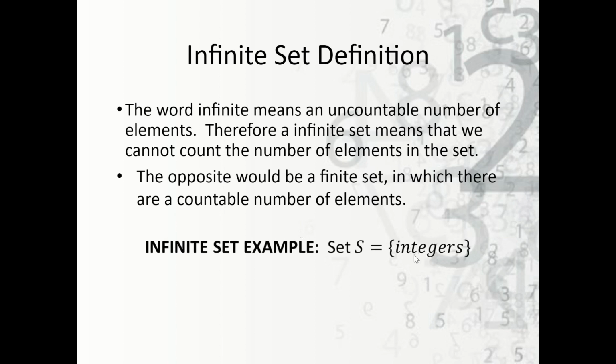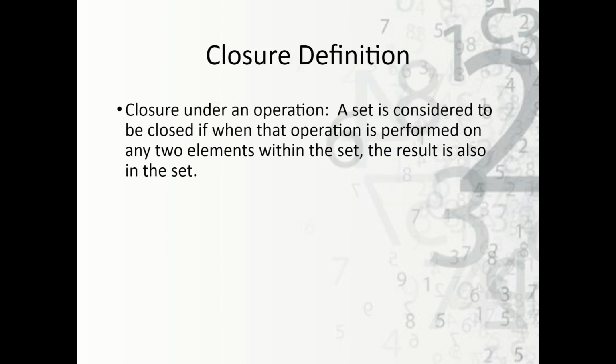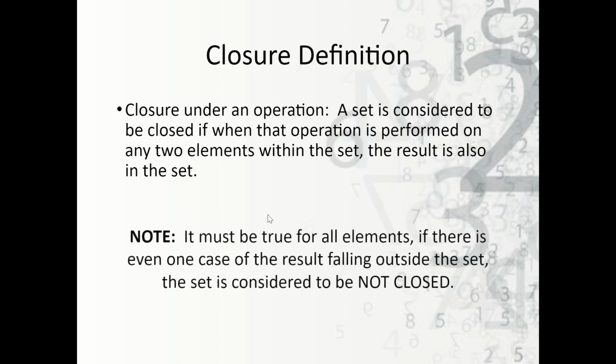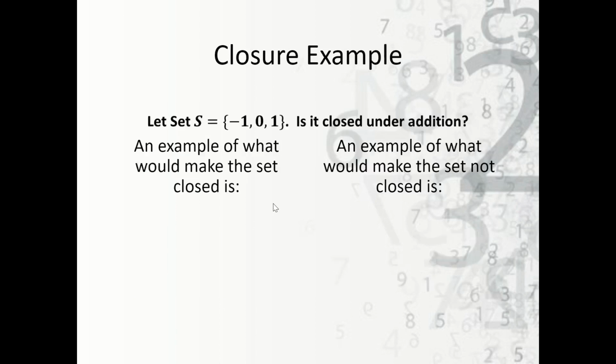So there's no limit to the number of integers we can count. Now, closure definition. What does closure mean? Closure under an operation means a set is considered to be closed if when that operation is performed on any two elements within the set, the result is also in the set. Note that this must be true for all elements in the set. If there is even one case where the result falls outside the set, then it is considered to be not closed. So let's take a look at what this means.